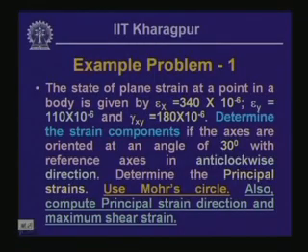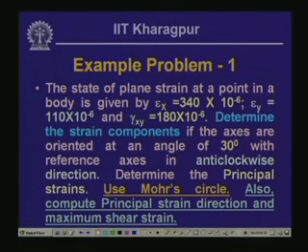Last time I had solved one example, and I had given this example to solve using the Mohr circle of strain. The values of epsilon x, epsilon y, and gamma xy are given as shown. What you need to do is compute the values of the principal strains and their directions, and also the maximum shearing strain, based on these data using the Mohr circle of strain.